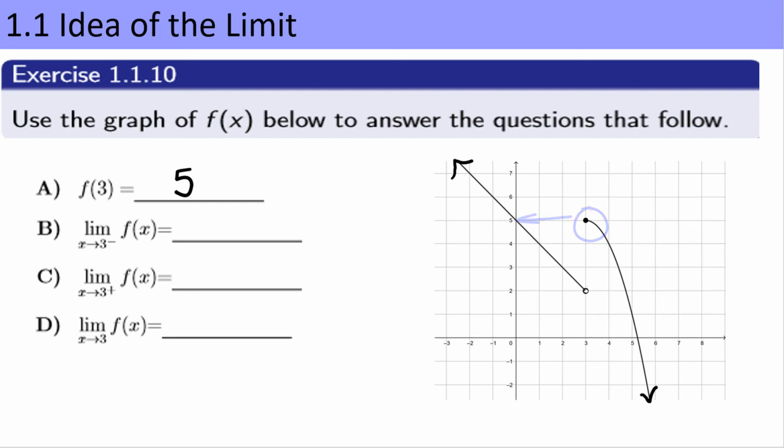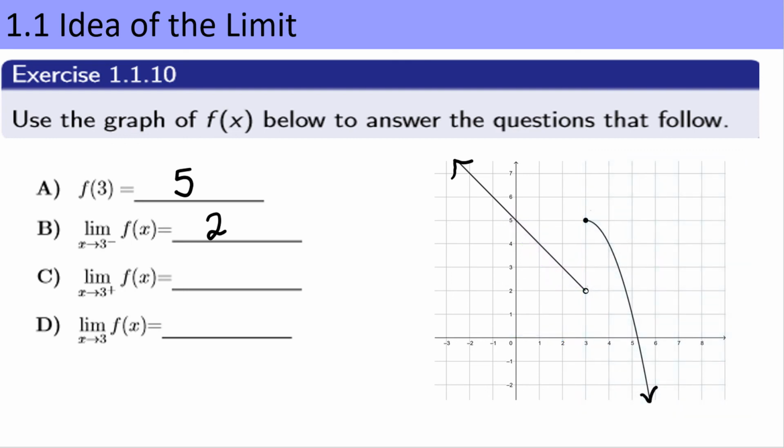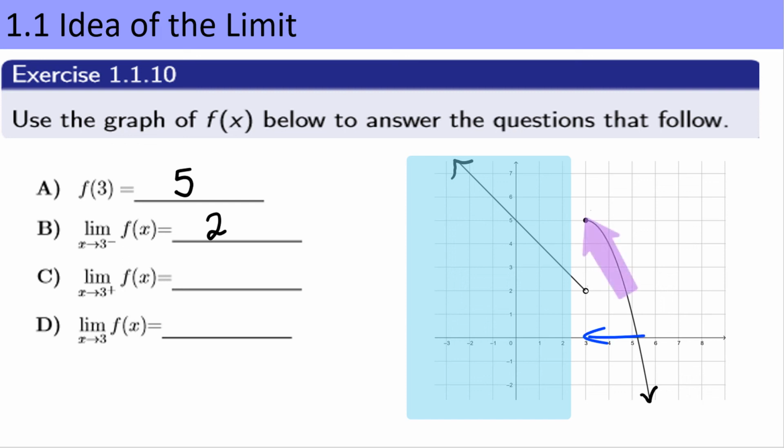B. Find the limit as x approaches 3 from the left. That means we ignore what happens to any part of the graph to the right, and as x approaches 3 from the left, it follows along the line, and the limit approaches 2. Now find the limit as x approaches 3 from the right of f of x. As we approach 3 from the right, we ignore any part of the graph to the left of 3.